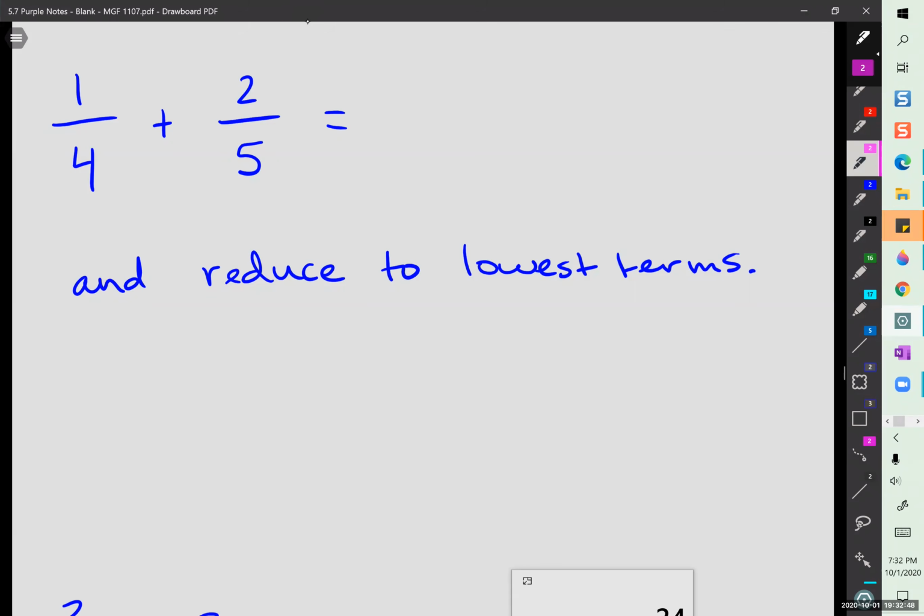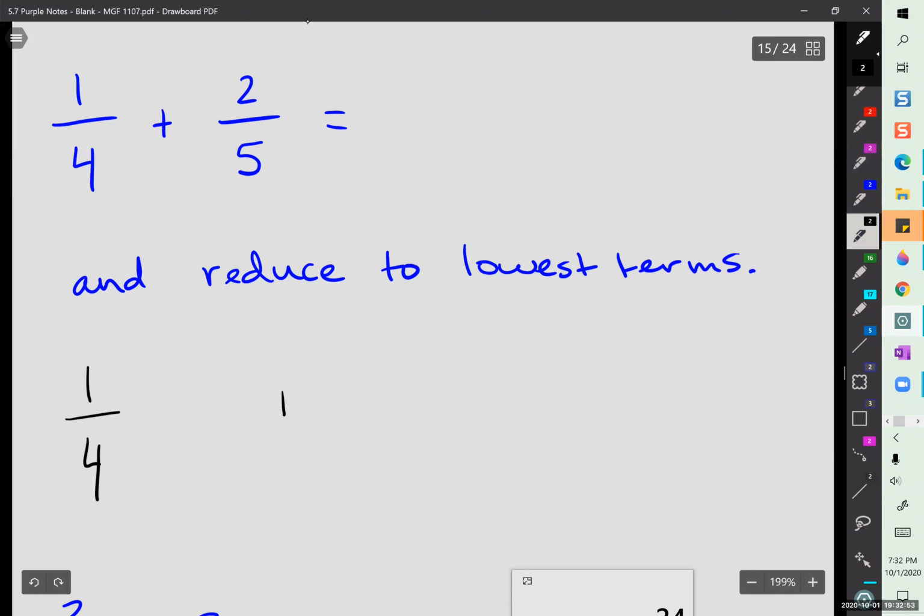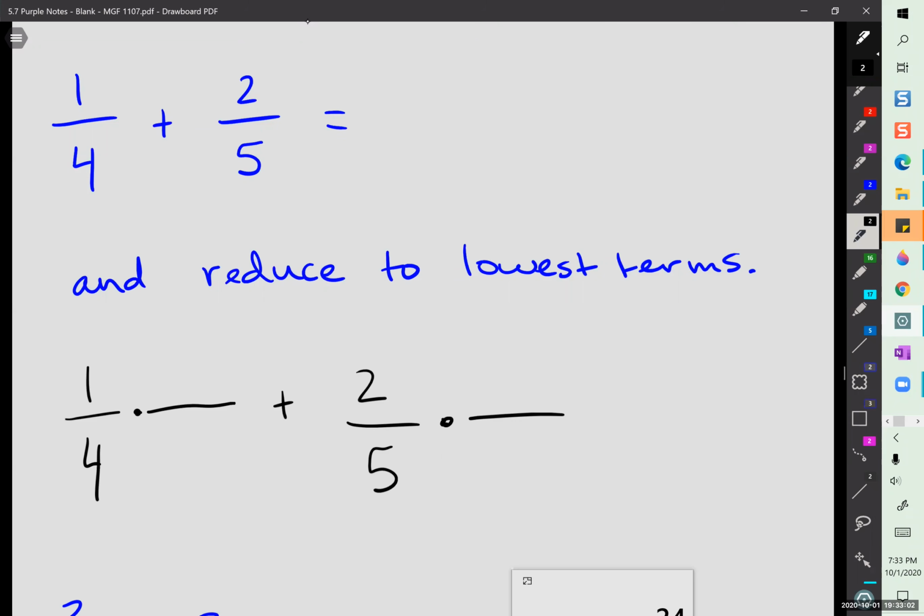So whenever we work through these problems, we always write it out, giving ourselves a bit of space off to the side, because we're going to start to multiply by something. What would be the least common denominator between a 4 and a 5?